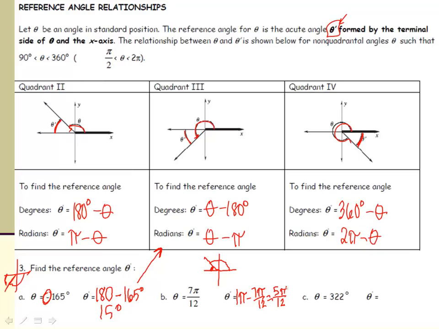For C here, 322 degrees, well 322 degrees would be all the way around here. That would be my angle. My reference angle is going to be right here. So we're going to do 360 minus 322 degrees. So our reference angle is 38 degrees.